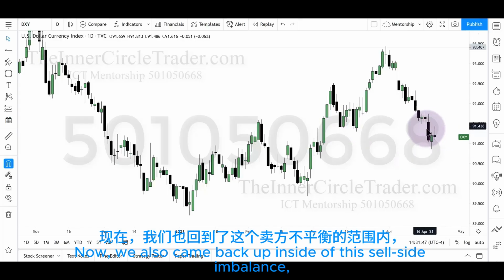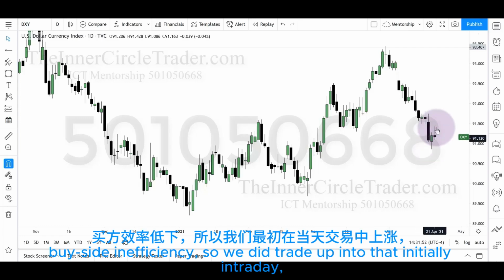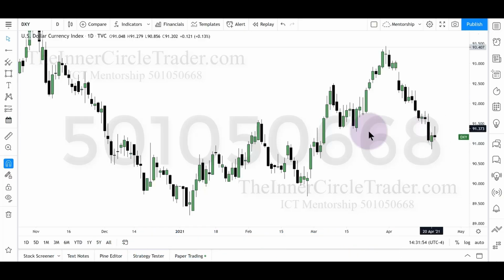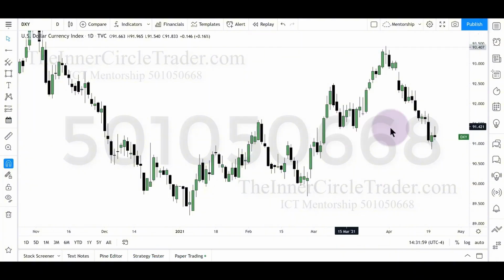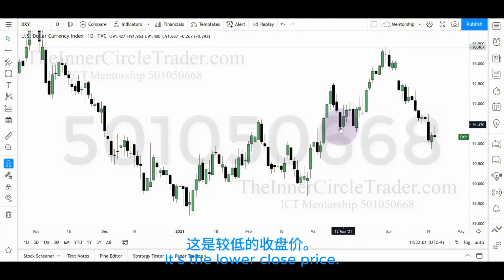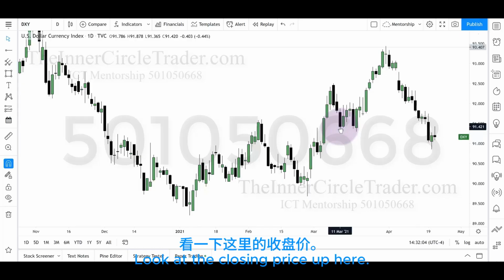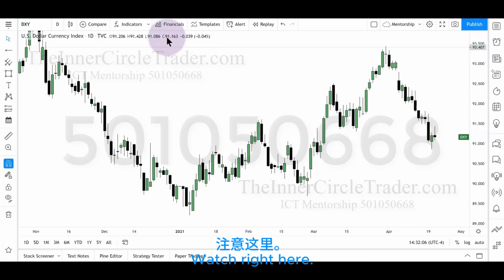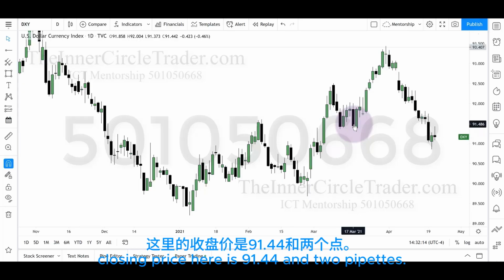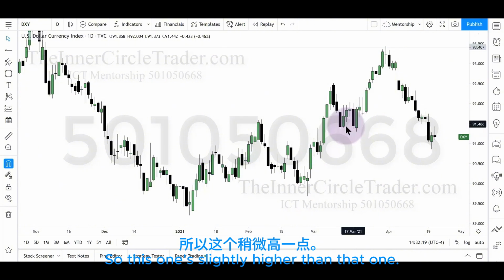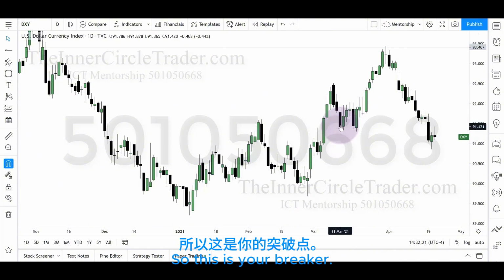Now we also came back up inside of this sell side imbalance, buy side inefficiency. So we did trade up into that initially intraday, bumped the blunt end of the down close candle here, which is your breaker. It's the lower close price. Look at the closing price up here. Okay, watch right here. The closing price on this candle, 91.42. The closing price here is 91.44 and 2 pipettes. So this one's slightly higher than that one. So this is your breaker.